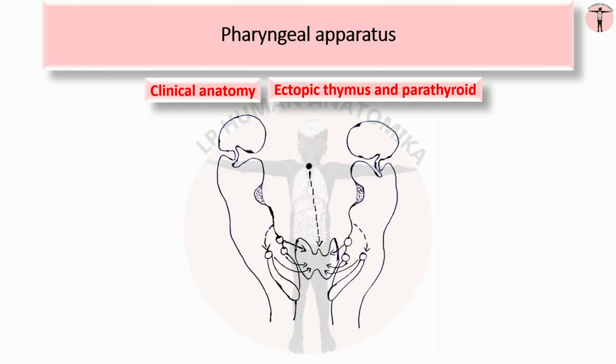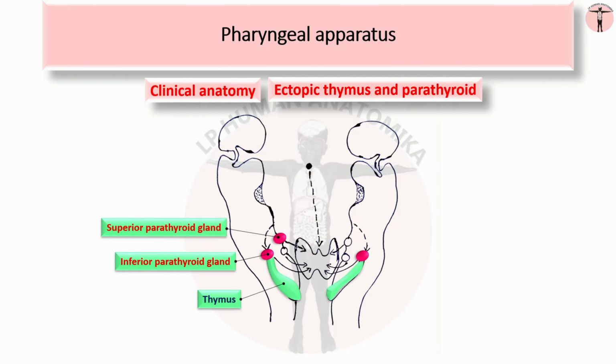Now after the normal development of the pharyngeal apparatus, we are entering the birth defects involving the pharyngeal region. That is, we are talking about the clinical anatomy. Ectopic thymus and parathyroid tissue. The glandular tissue derived from the pouches undergoes migration to reach their adult positions in normal development. But during the migration, some remnants of the tissue may persist on the pathway and form accessory glands.